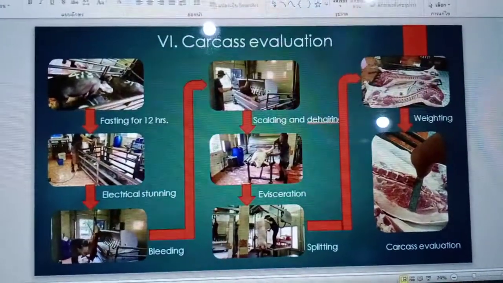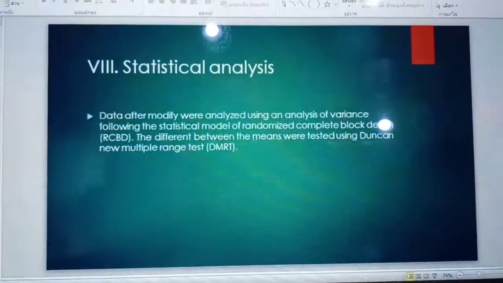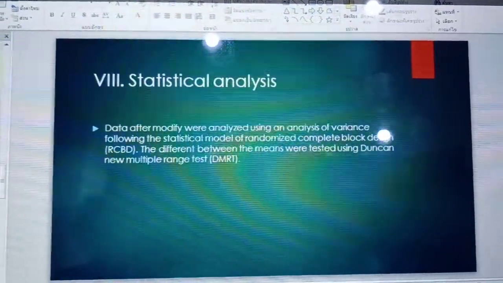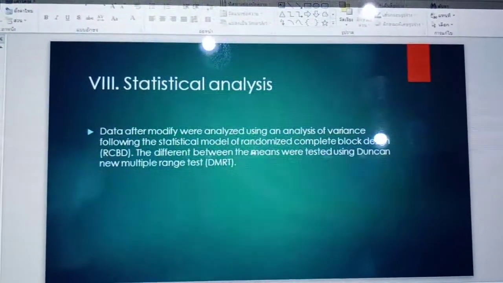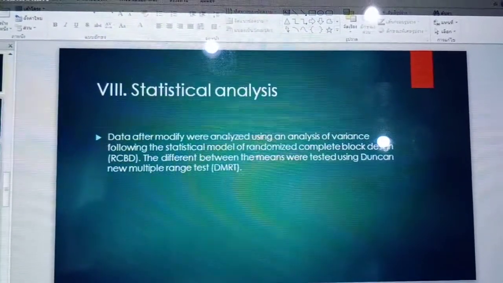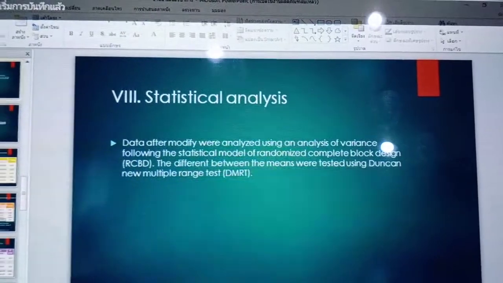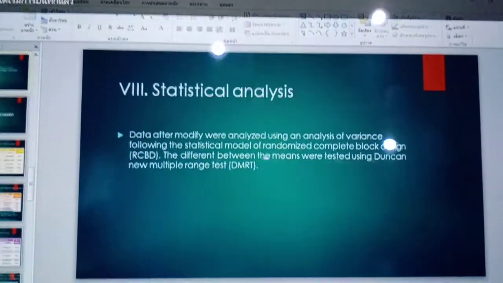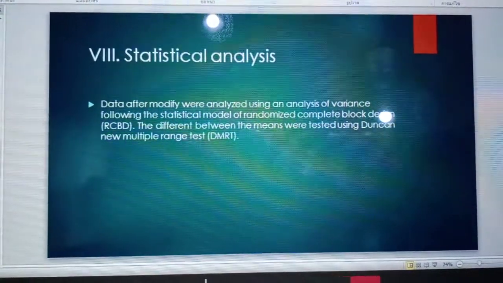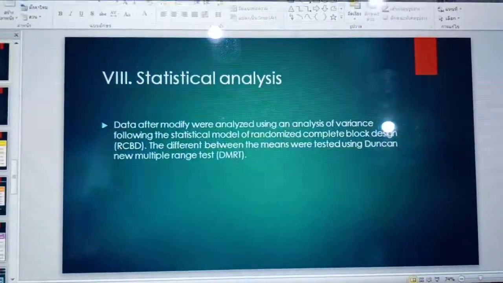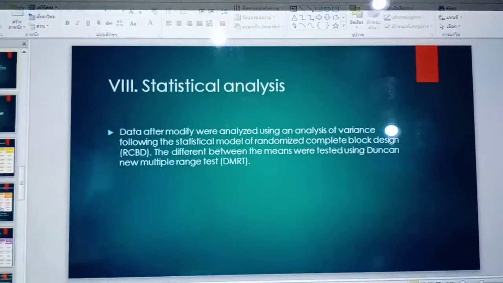Statistical analysis. The data were analyzed using analysis of variance following the statistical model of RCBD design. The differences between the means were tested using the DMRT test.